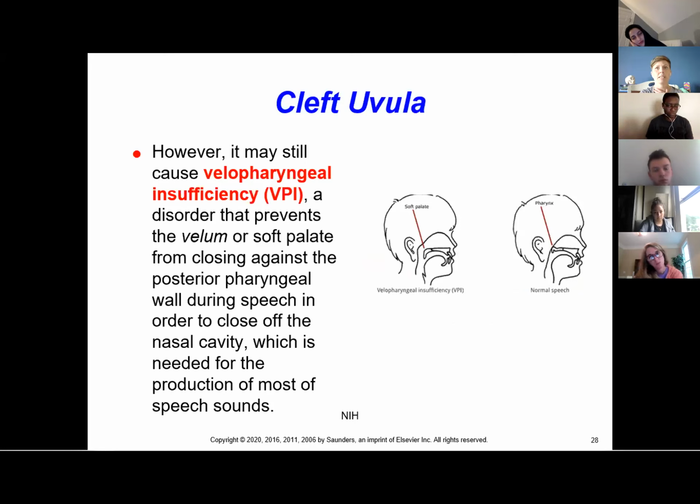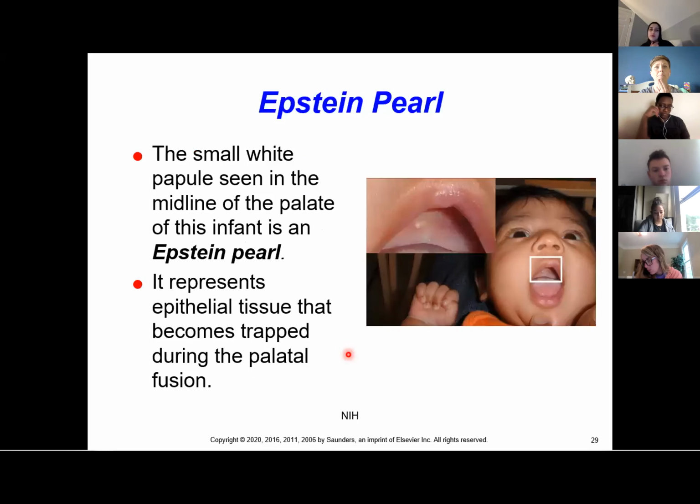There you can see you have your soft palate and then you have your pharynx. So this is normal speech. If you have velopharyngeal insufficiency, which is VPI, it's a disorder that prevents the velum or the soft palate from closing against the posterior pharyngeal wall during speech in order to close off the nasal cavity, which is needed for the production of most speech sounds. So that is another thing that can happen with cleft uvula.